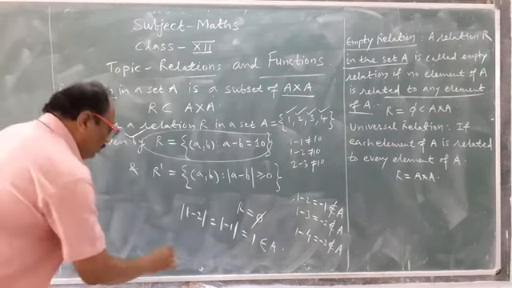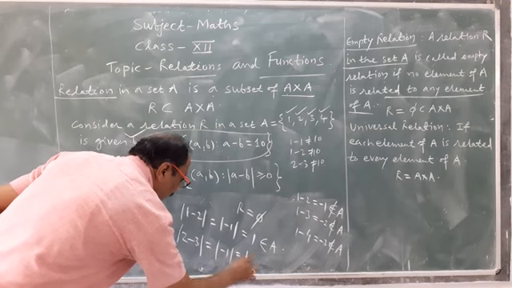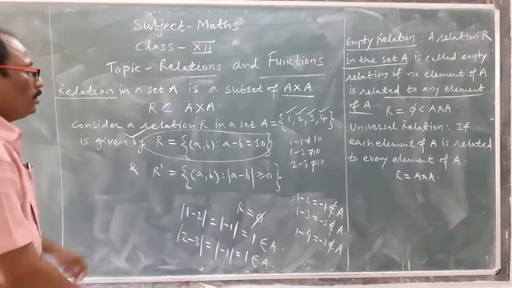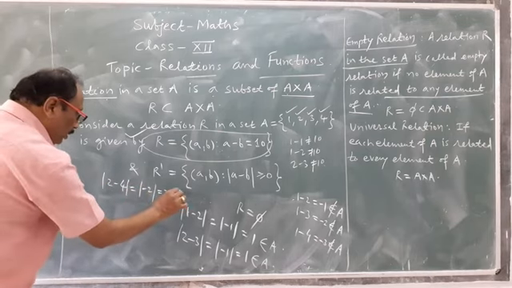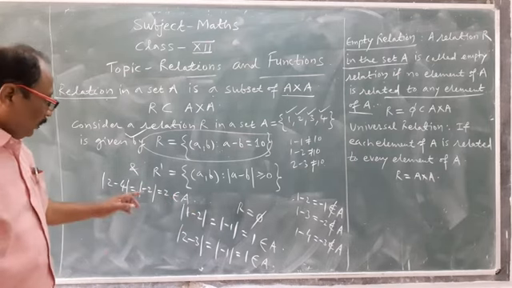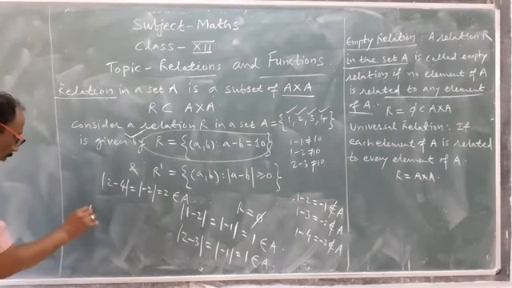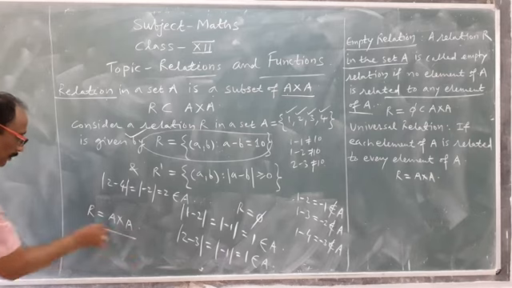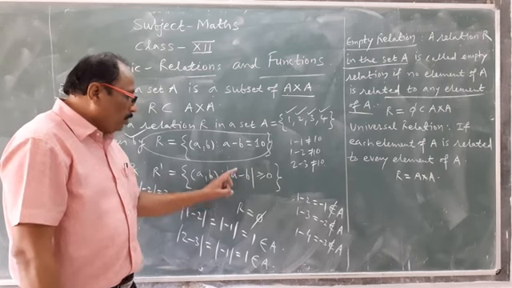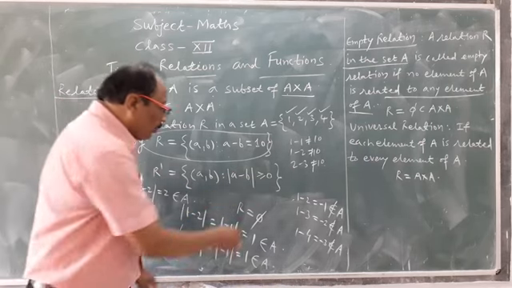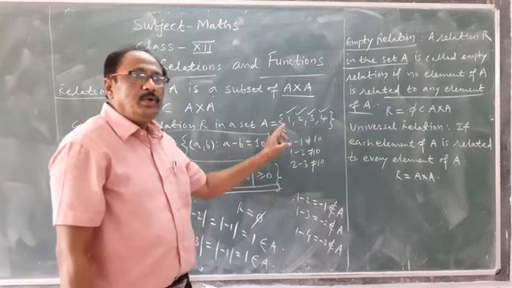2 minus 3: the modulus of 2 minus 3 is the modulus of minus 1, which is 1, and that belongs to A. Suppose 2 minus 4: the modulus of 2 minus 4 is the modulus of minus 2, which is 2, and it also belongs to A. So we get all the elements which are present in A. This means the relation R dash is equal to all the elements of A cross A. Such a relation R dash, the ordered pairs (a, b) with modulus of a minus b greater than or equal to 0, contains all ordered pairs of the elements of A itself.